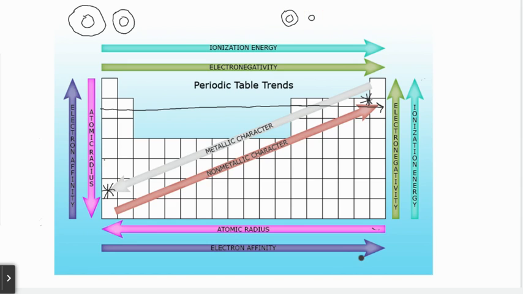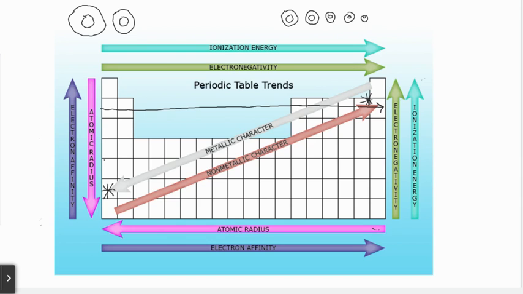And I'm just going to draw them fairly poorly so you guys can see what's going on. So they have the same number of electron shells. They're in the same principal energy level. So that's not different about any of them. What is different is that we're adding protons to the nucleus.